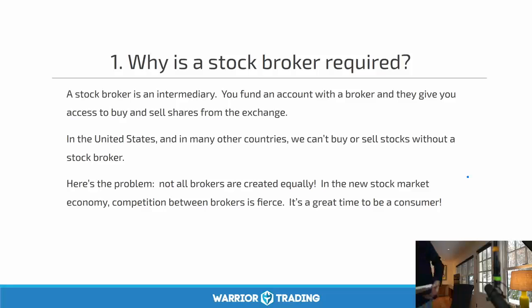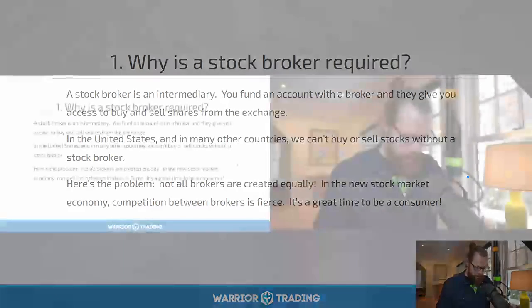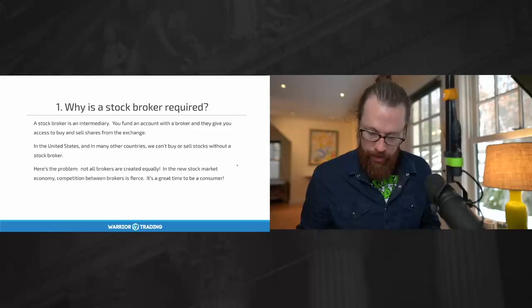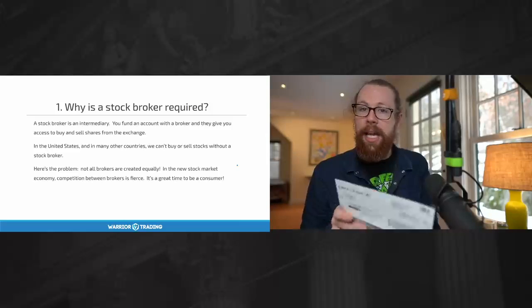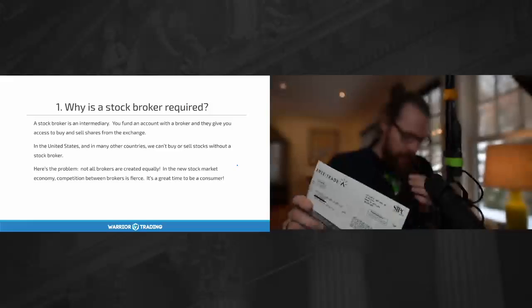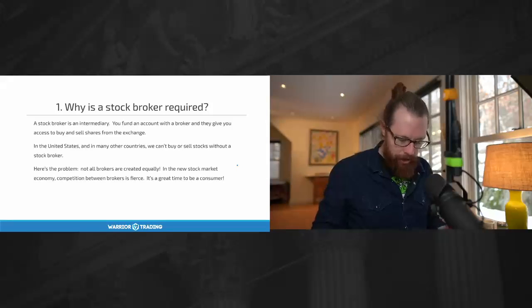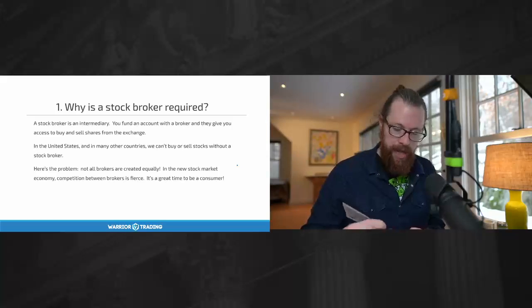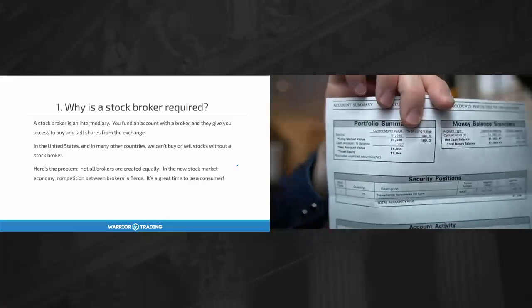So fast forward a couple years, and I opened up my first account with Ameritrade. This is my Ameritrade statement right here. This is actually from 2004, but this is the same account. So that's an old Ameritrade statement. I set up my Ameritrade account. I put about $1,000 into it. You can see the cash balance on this account was $1,046. So not a lot of money in it.